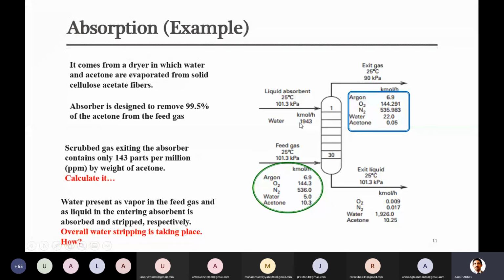So at the same time, when water is coming here, some of the water will be stripped with this gas. And if you look at this, the water amount in the stream which is leaving at the top is 22 kilomole per hour, and when it was entering the column it was only 5 kilomole per hour. So it means overall, instead of absorption, the stripping of water molecules has taken place. The gas has taken away the water molecules with it. So here the major absorption is of acetone along with some nitrogen and oxygen.